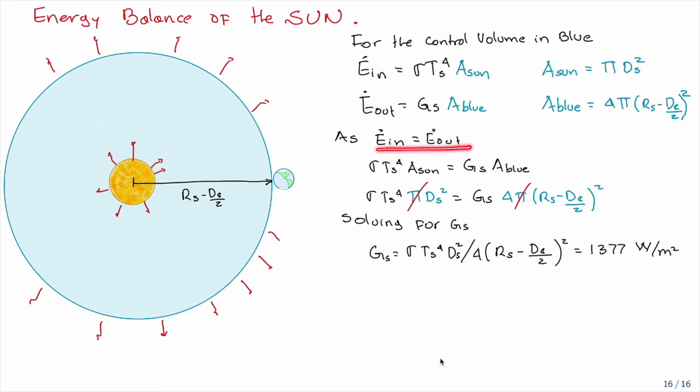For the balance of energy, energy in is equal to energy out, and by replacing the corresponding expressions and areas, we can simplify pi and pi and solve for the radiation of the Sun at the external surface. So we have Gs equal to sigma multiplied by Ts to the fourth multiplied by the diameter of the Sun squared and divided by 4 times the external radius squared. When we replace the numerical values, we obtain a power flux equivalent to 1,377 watts per square meter.